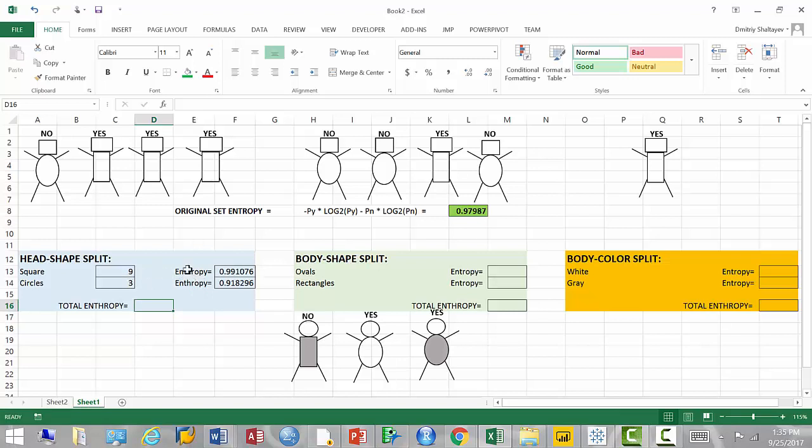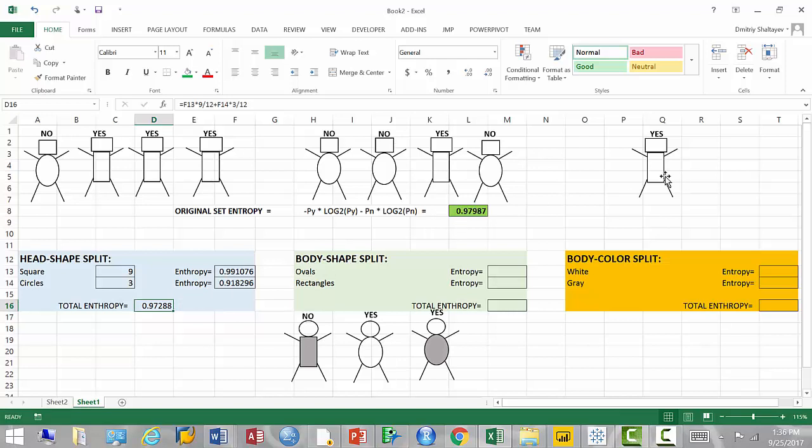So for example, this set has high entropy, right? So 0.99, but that represents only 9 out of 12 cases, right? So I'm going to weight. The heavier the set, the more it influences the entropy, right? So times 9 out of 12 plus the other set has lower entropy, but it's only 3 cases out of 12, right? So the entropy of that split, is it substantially lower than my initial entropy? No, it's pretty much the same, right?